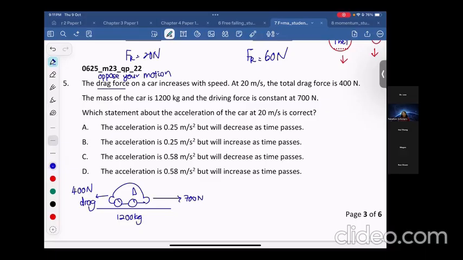Remember, the drag force will increase. When you speed up, it will increase. So from time to time, what's going on with your drag force and what's going on with your acceleration? Yes, correct, Teresa. How about others?